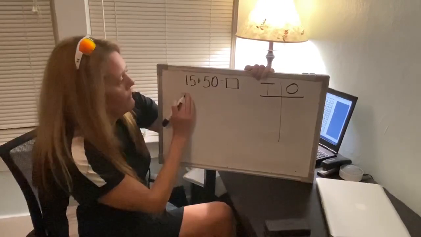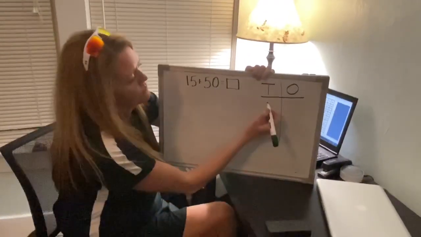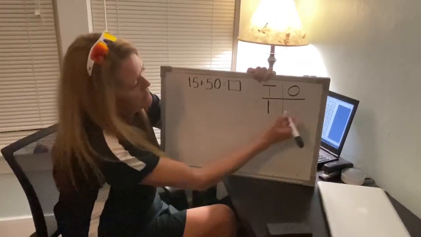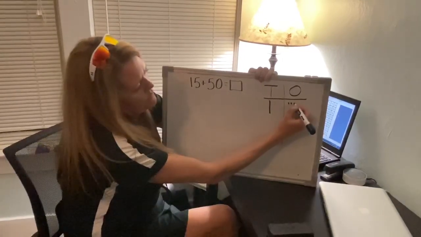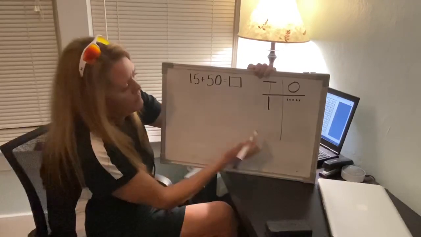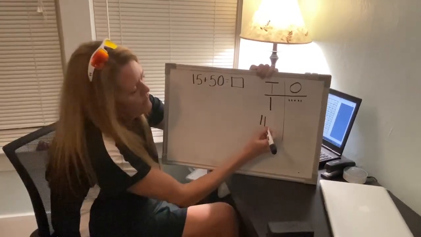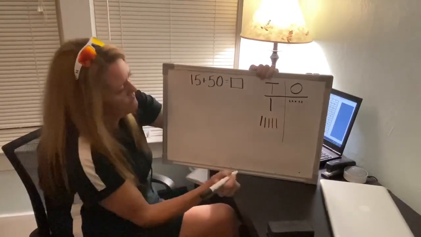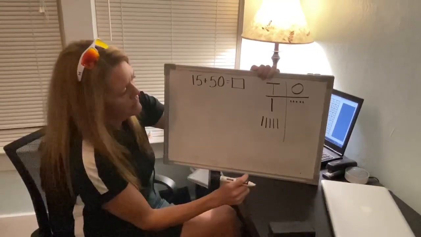I can start with my 15 or my 50. So here's my 10, 11, 12, 13, 14, 15. I have my 15. Now I'm going to build my 50. 10, 20, 30, 40, 50. So now I'm going to add those together.